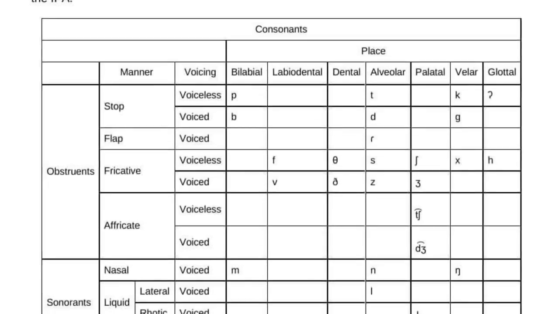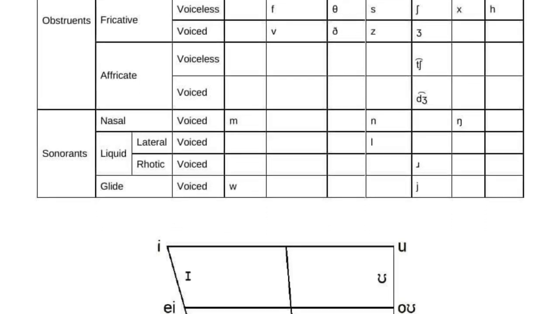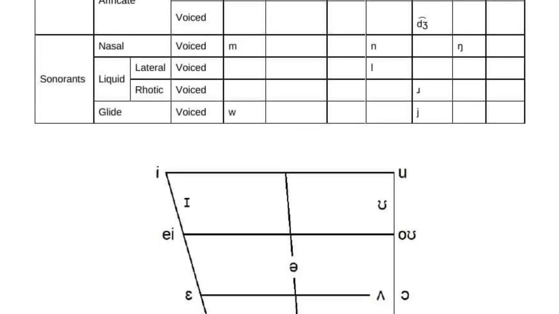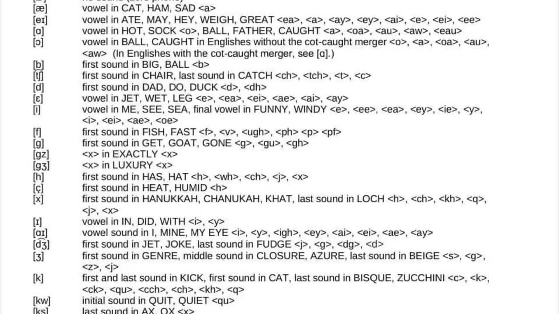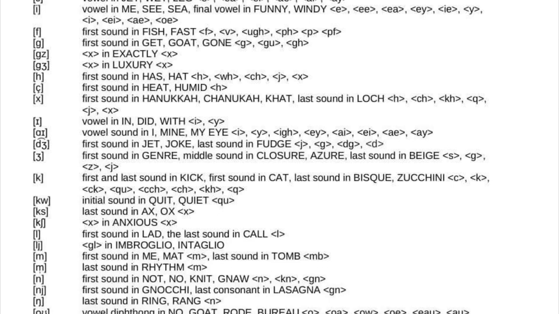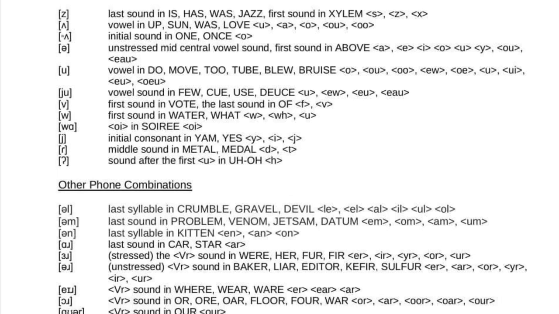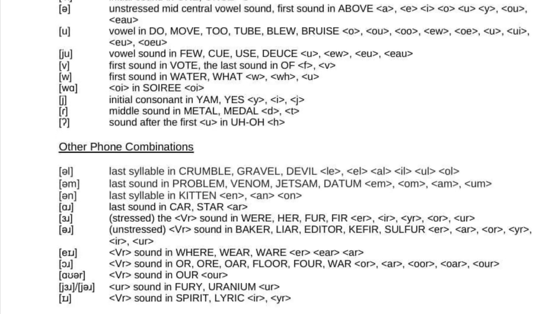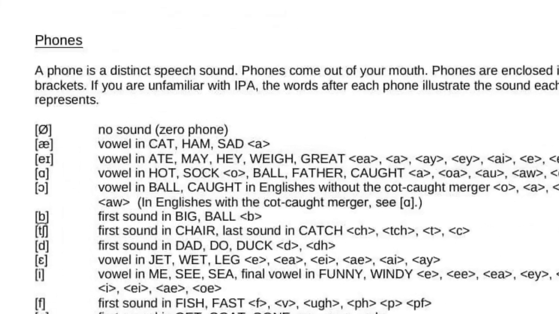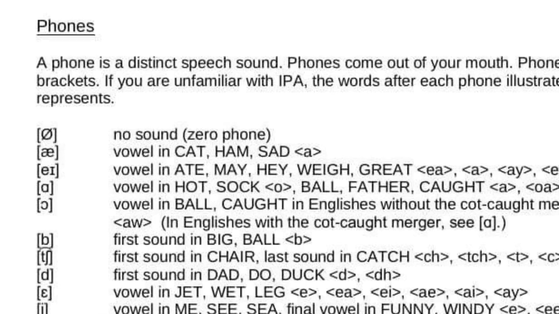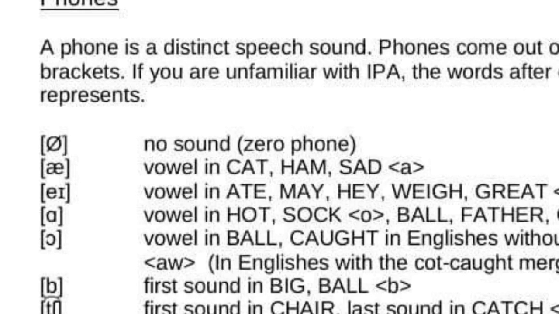At the beginning of the workbook is an explanation of IPA notation. IPA is the International Phonetic Association alphabet. IPA is a standardized representation of speech sounds in written form. The workbook includes a guide to IPA for those unfamiliar with the notation. For example, the letter that looks like an A attached to an E, the letter ash, represents the vowel in cat, ham, and sad.